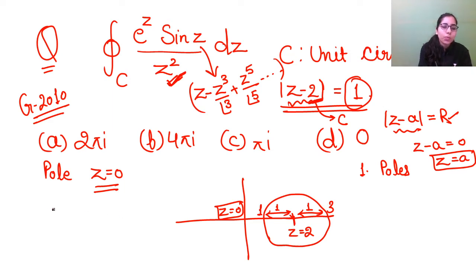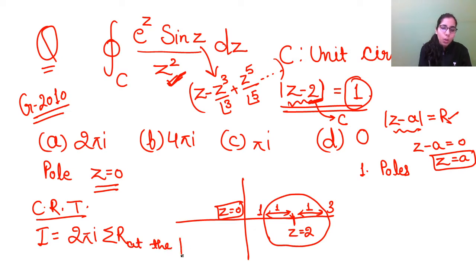It means you will not find the residue on this pole, because as per Cauchy's residue theorem, the integration over any closed contour is equal to 2 pi iota into the sum of residues at the poles which are lying within the contour.